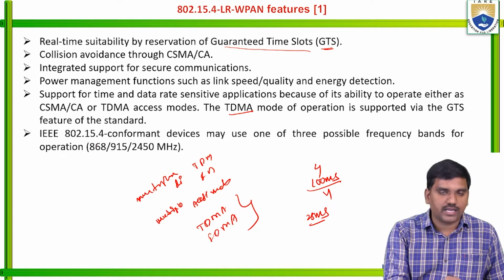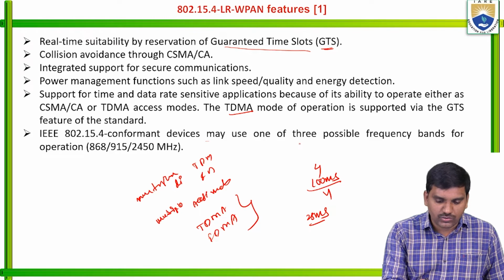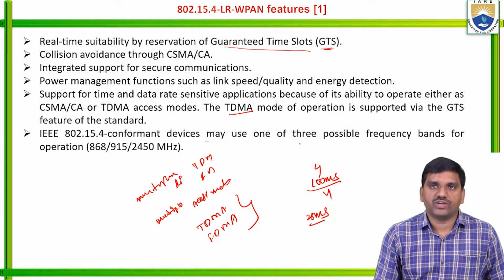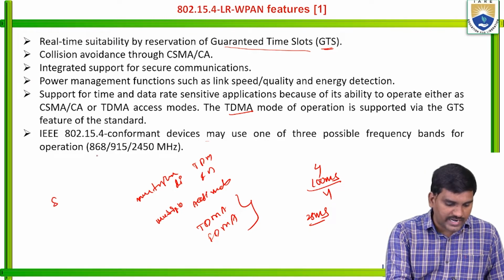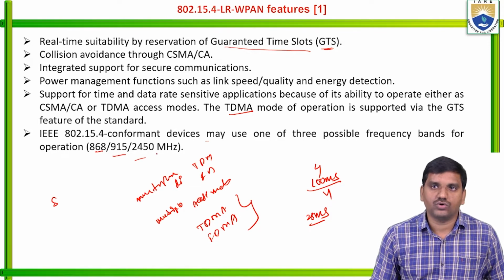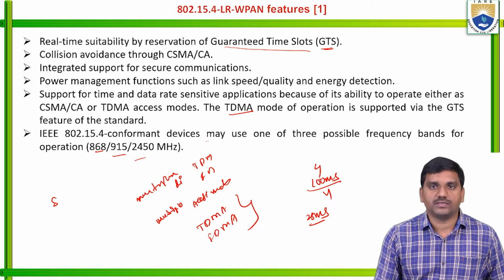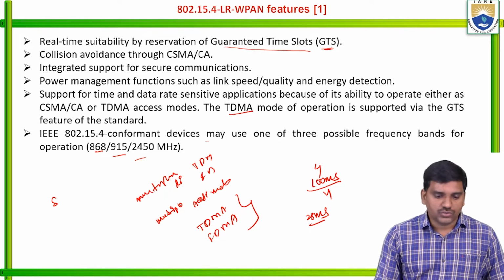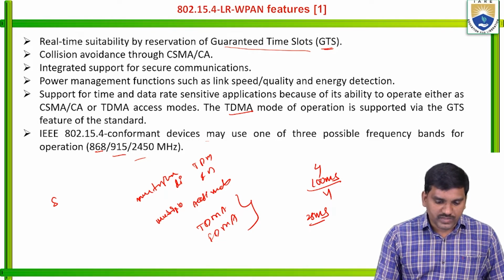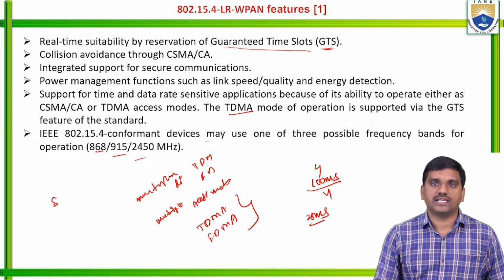Next, IEEE 802.15.4 conformant devices may use one of three possible frequency bands: 868, 915, and 2450 megahertz. These are the frequency bands of operation of the LR-WPAN protocol. These are the important features of IEEE 802.15.4 low rate wireless personal area network.